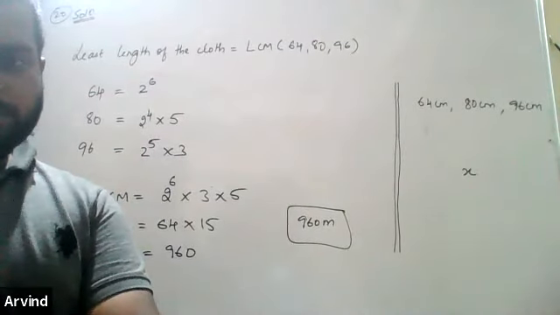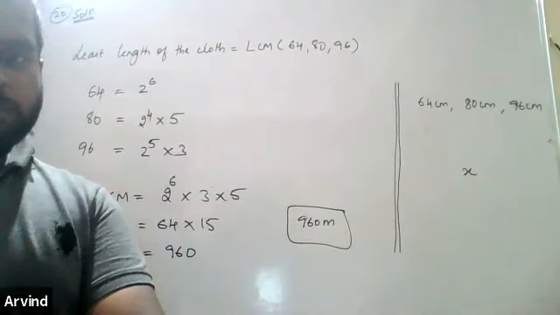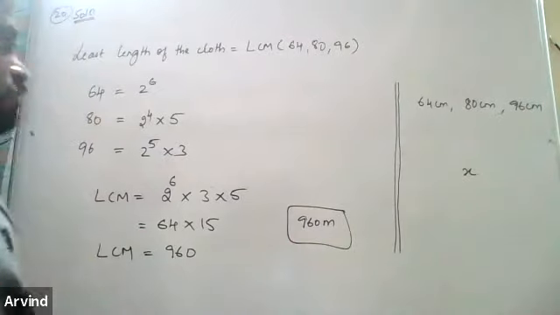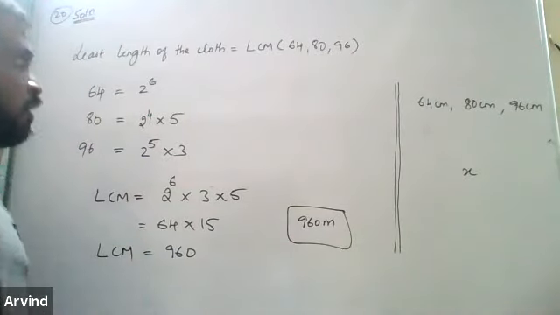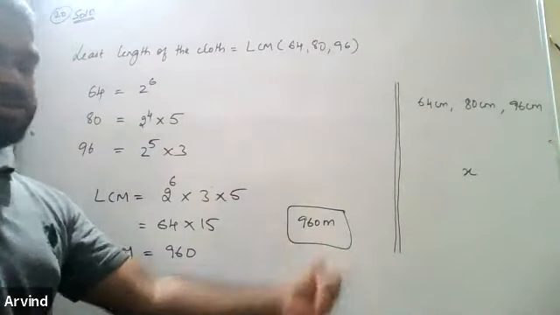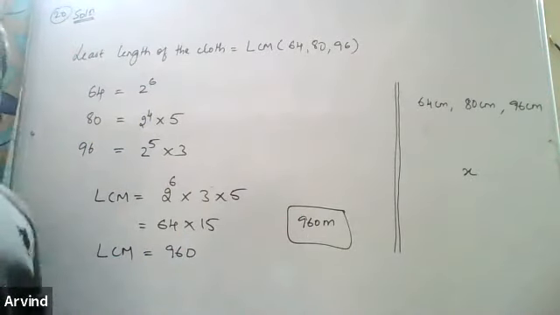Sir, can you repeat the last part again? The last part is what? This is the answer. After finding, you have to write: therefore the least length of the cloth is equal to 960 meters. Okay.